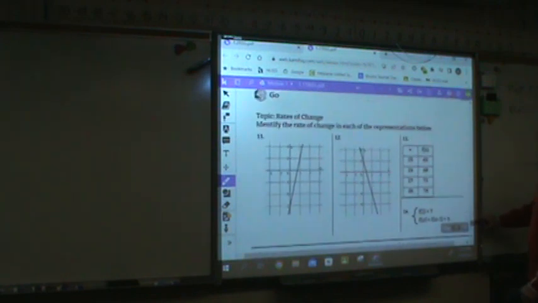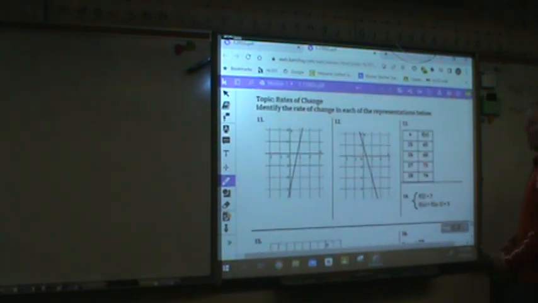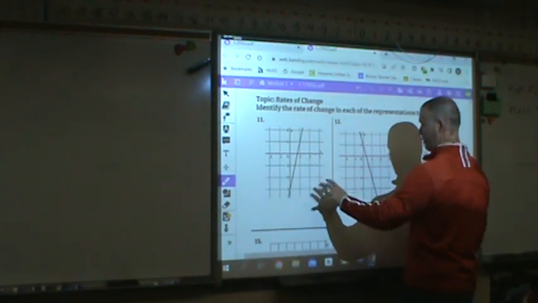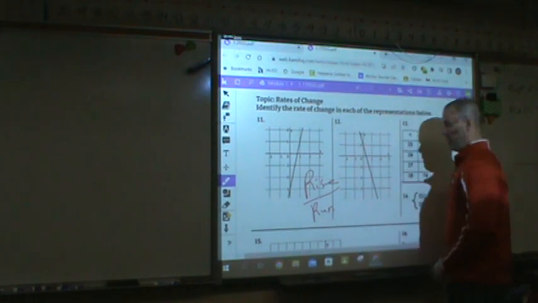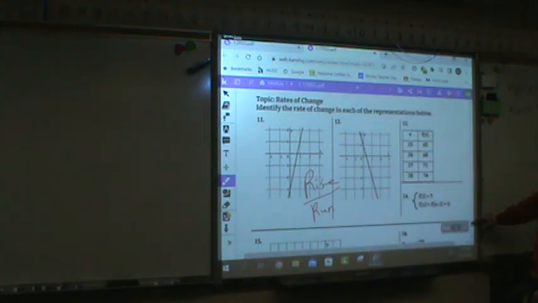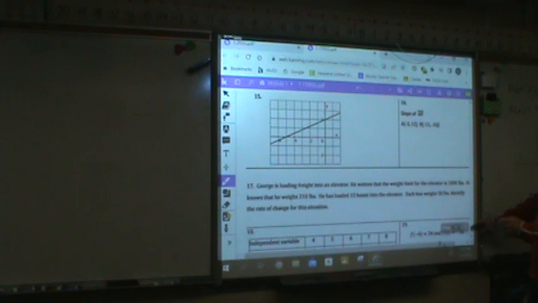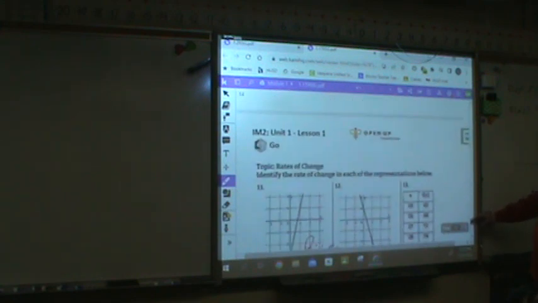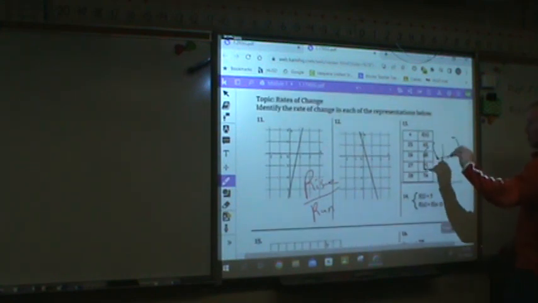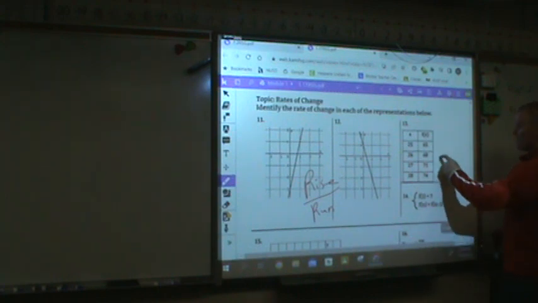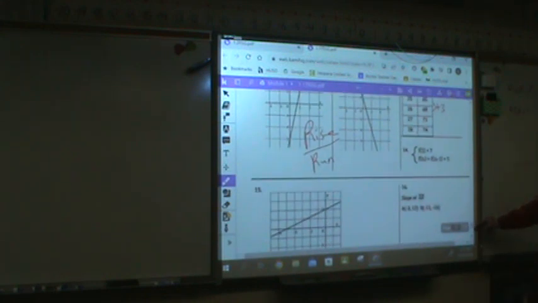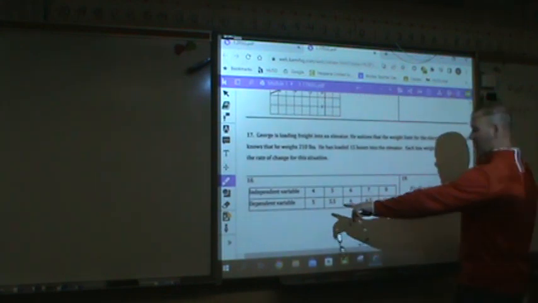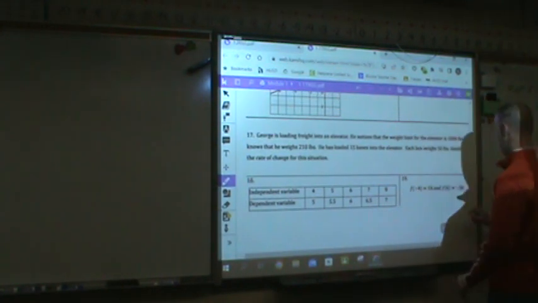And then lastly here, rates of change. How do you determine rates of change? From a graph, it's rise over run. All right, so that'll help you with 11, 12, even 15. From a table, rate of change is first and second differences. So 65 to 68, plus 3. That's how you're going to look at that one. Make sure you show all your work for that one. Same thing here, rate of change, even though the table's horizontal.